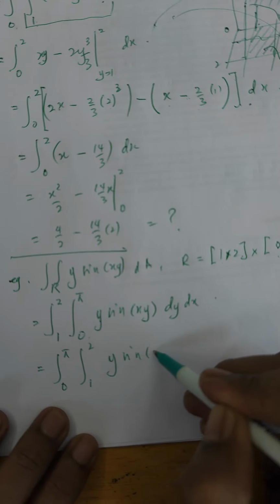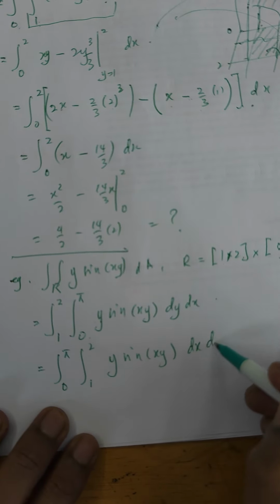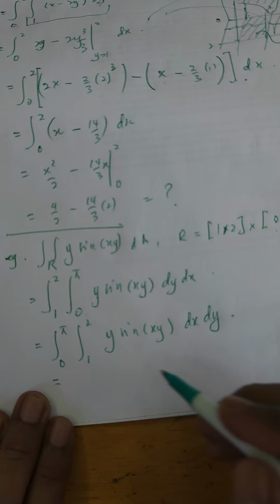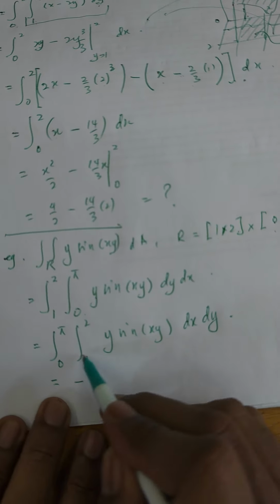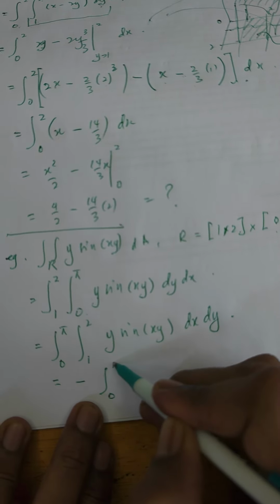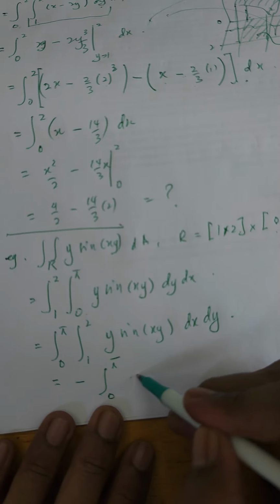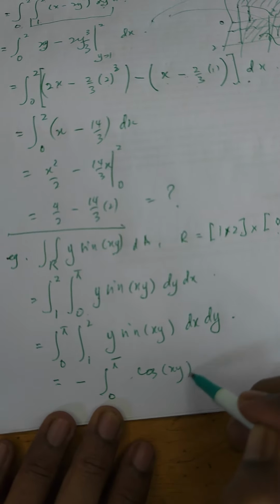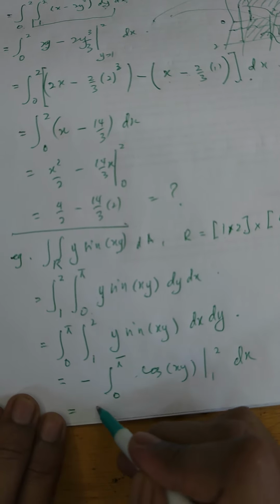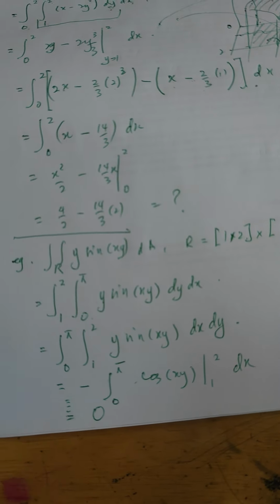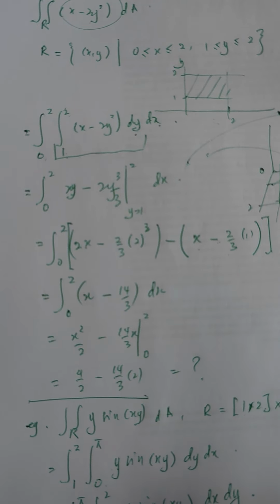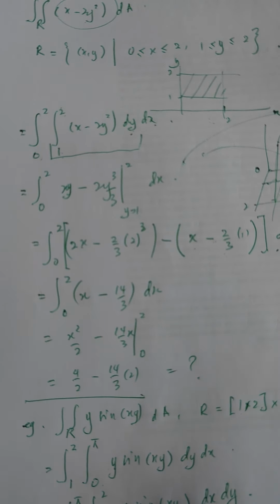Y sin(xy) dx dy. Yeah, so that's what we got, just evaluate those things. You will have the integral of y from 0 to pi, then negative cos(xy) from 1 to 2 with respect to x, and then you can proceed. This gives you 0. Of course, you need some more steps there.